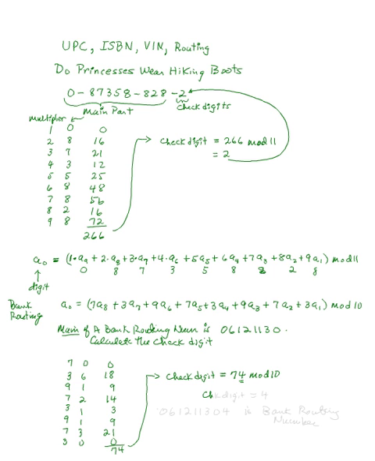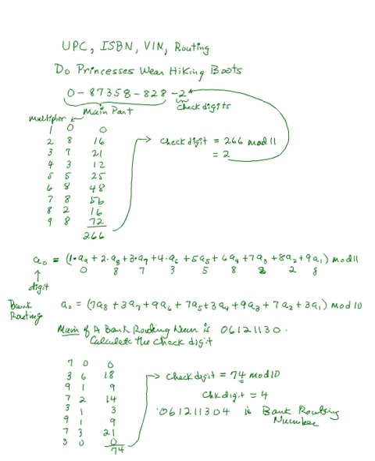So the check digit in this case is 4. That means the entire bank routing number would be 06121130. That's the main part, and then 4 for the check digit. So that is the bank routing number. Now, we'll continue on with some more examples of this.